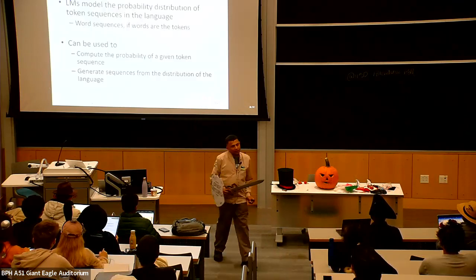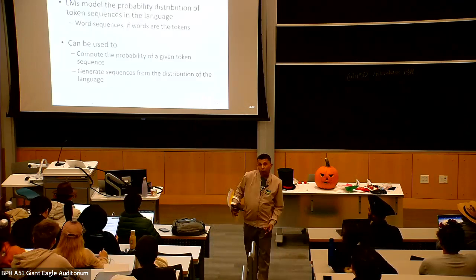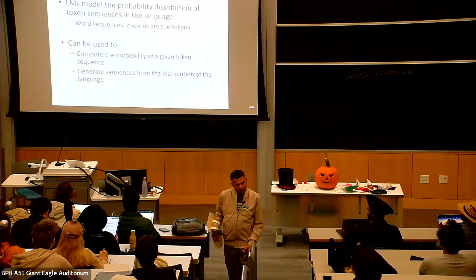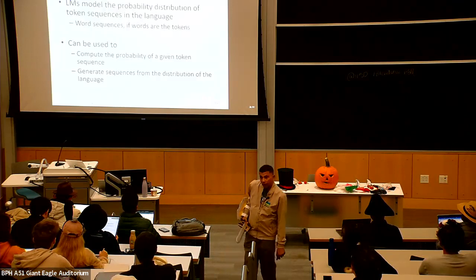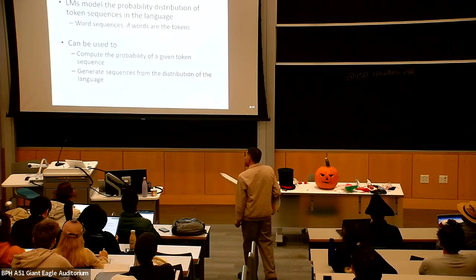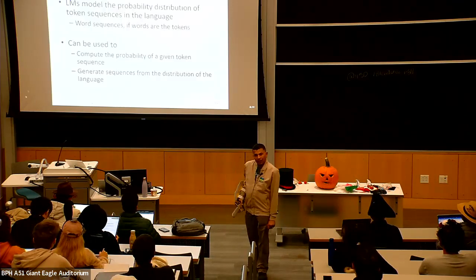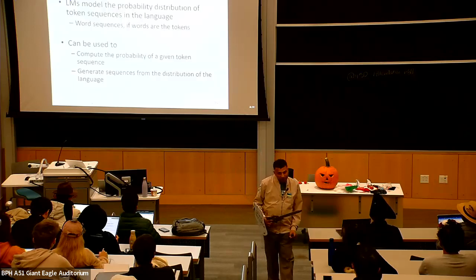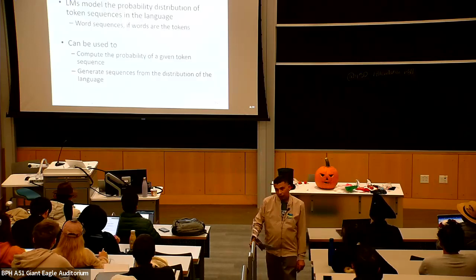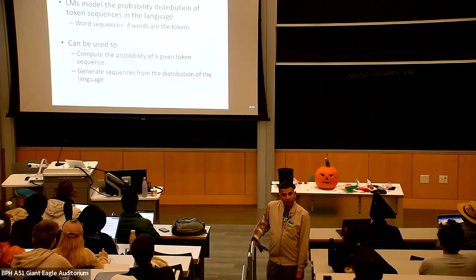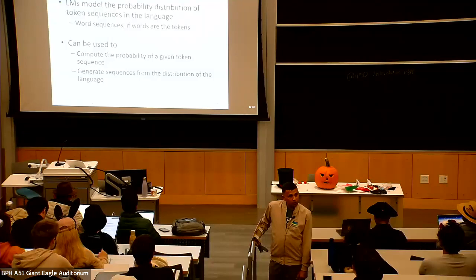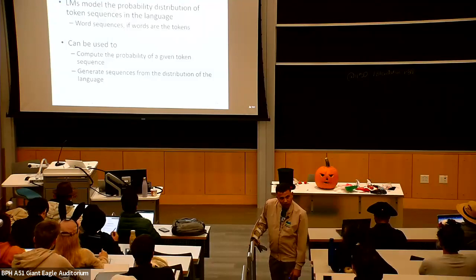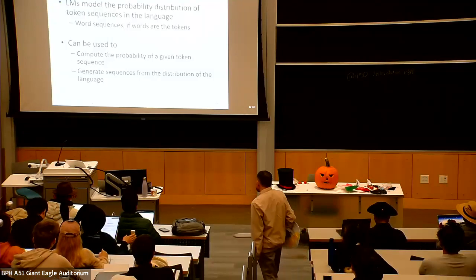So I give you a token sequence. I say, how probable is this token sequence in this language? And a language model must, in principle, be able to give you this answer. And the flip side, you should be able to say, just give me a random token sequence from the language, and you should be able to sample a highly probable token sequence from the language using the language model.